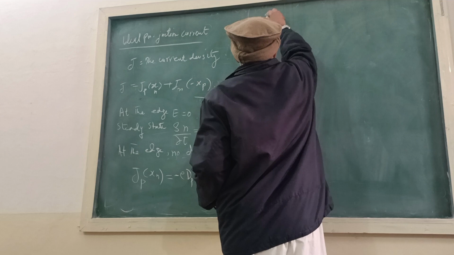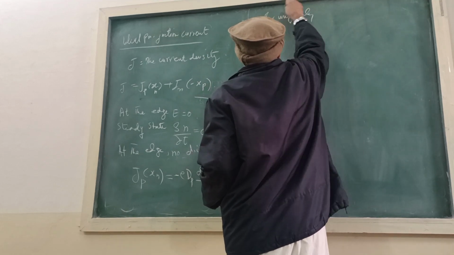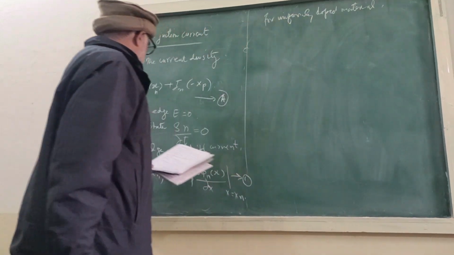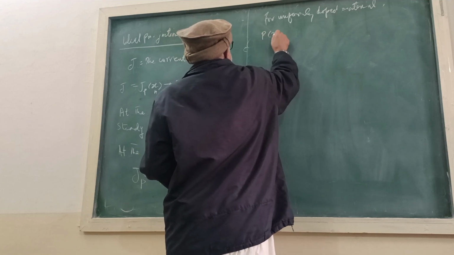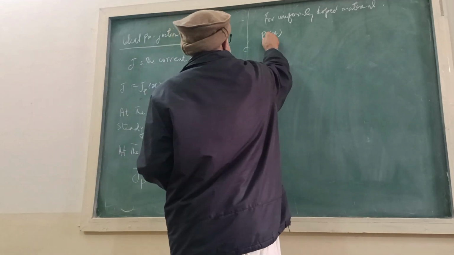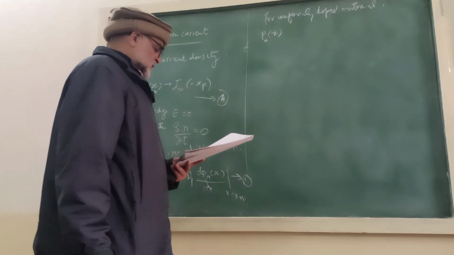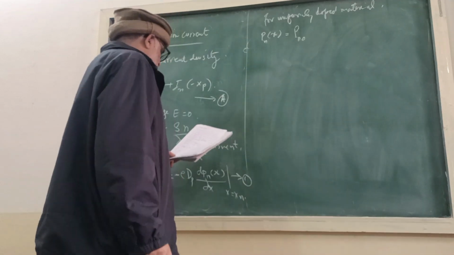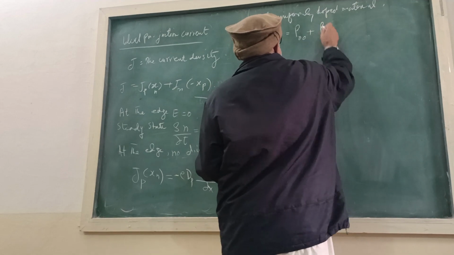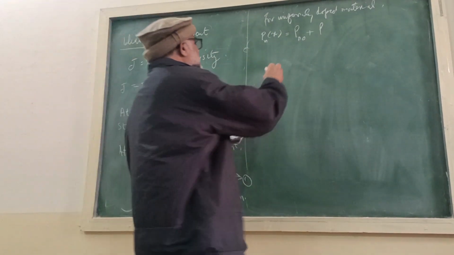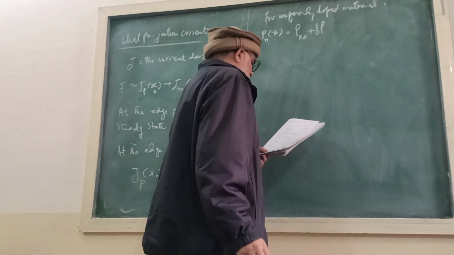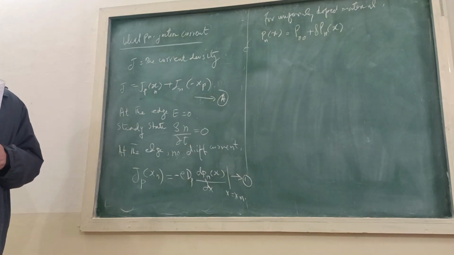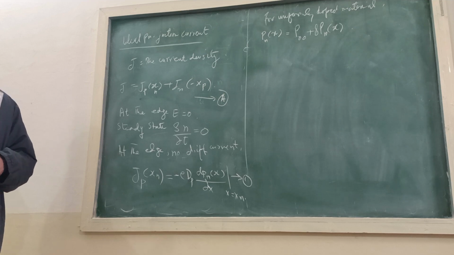Now, for uniformly doped material, we can say that p_n(x), the holes on the n side, is equal to p_n0, the holes at equilibrium, plus delta p_n, the excess holes on the n side at some position x. Some excess holes and some holes produced under equilibrium.